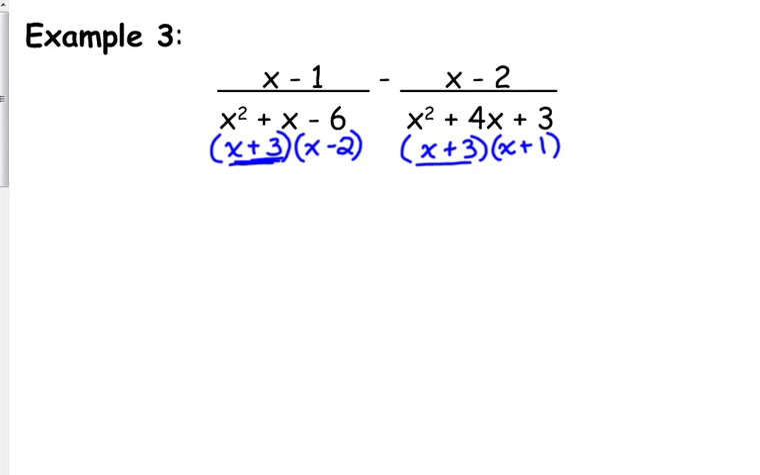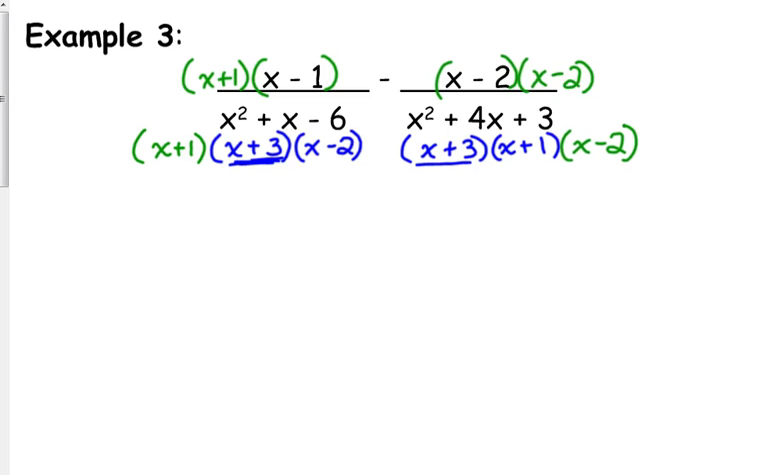So we only have to worry about the fact that the first one is missing an x plus 1. And the second one is missing x minus 2. So we've got x plus 1 in both denominators, x plus 3 in both denominators, and x minus 2. We're good. We have common denominators. So we need to put their numerators together and combine like terms.